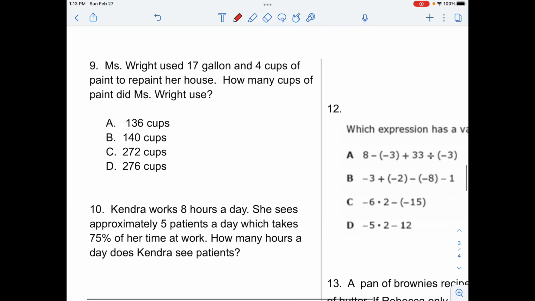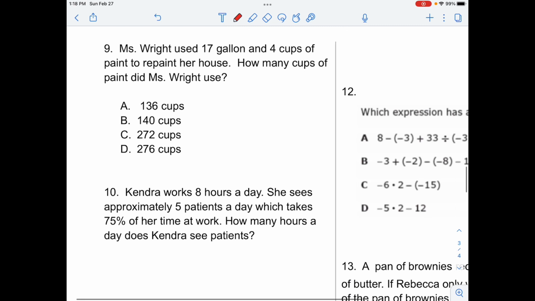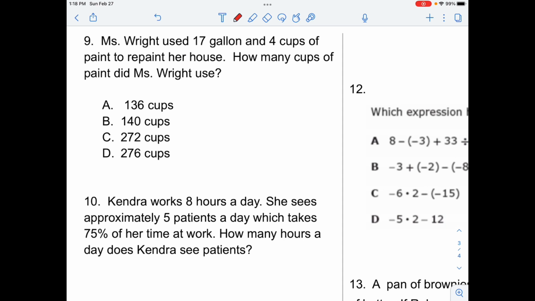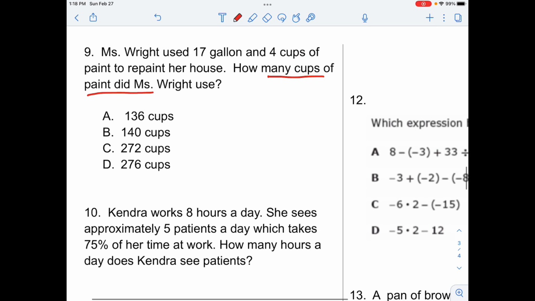Alright, number 9. Ms. Wright used 17 gallons and 4 cups of paint to repaint her house. How many cups of paint did Ms. Wright use? Okay, another unit conversion question. Right here we have 17 gallons and 4 cups. So we are going to convert 17 gallons into cups, and then we need to add the last 4 cups once we find how many cups are in 17 gallons.